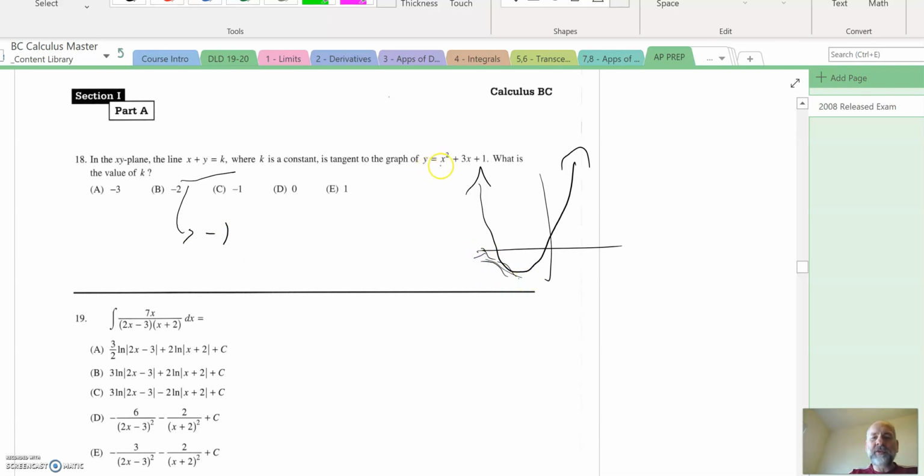Oh, so I need to know when the derivative of this is -1. Okay, so y prime is 2x plus 3, and I need that to be equal to -1. And so I get 2x equals -4, x equals -2. I like it from the graph. Cool. But I need to know what k is. It's not that. That's the x value. K is going to be the y-intercept here. Oh, I just plug in and find y.